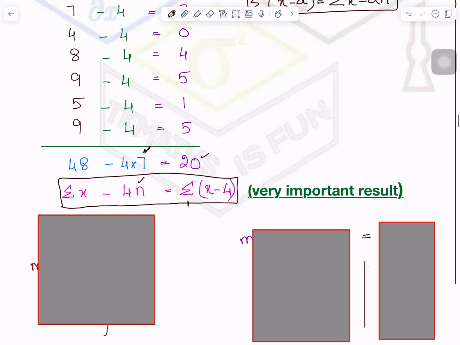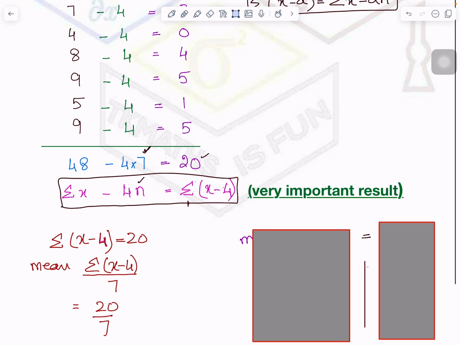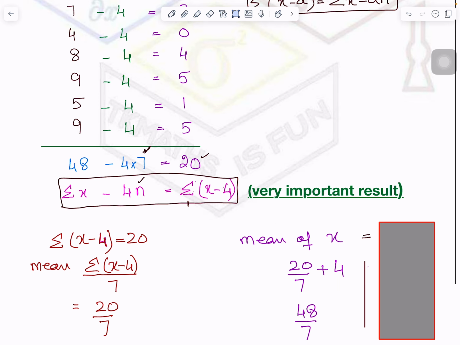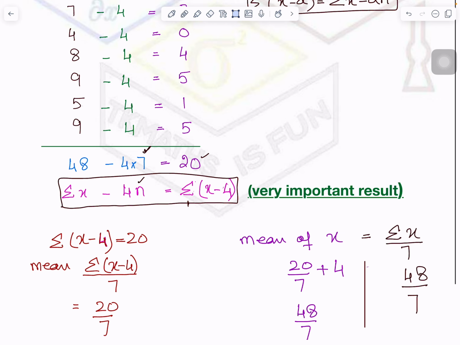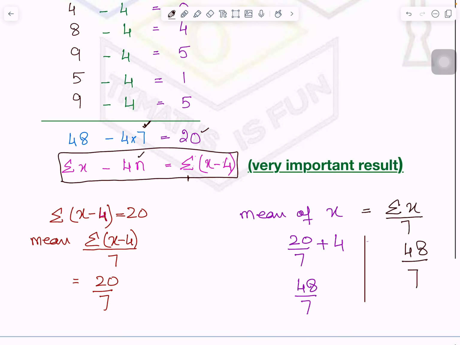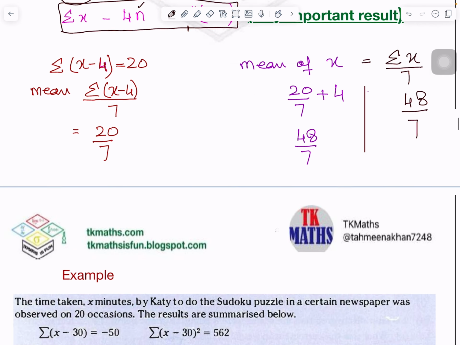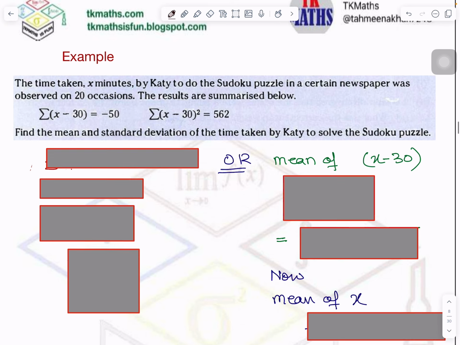Now let's see here. I have to calculate the mean of x minus 4. What is the sum of x minus 4? 20. So my mean is 20 upon 7. And if I have to find the mean of x, then it is 20 upon 7 plus 4. This is what I have told you. When you are subtracting certain data, just add that data in the new data, so you will get the mean of the original one. And here it is a proof, 48 upon 7, because this was here, right? So now, what I have explained to you, let's solve this question.